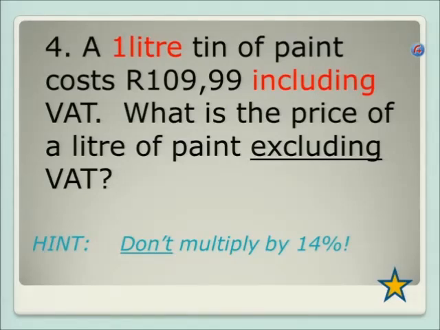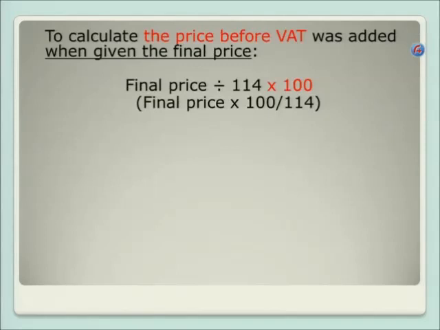Okay, let's have a look here. To calculate the price before VAT was added, when given the final price, in this case it's 109 Rand 99, I'm going to show you now how to do this. We divide by 114 and we've got to multiply by 100 if they want the price before VAT. I'll show you everything nicely now, but just be patient and follow these instructions.